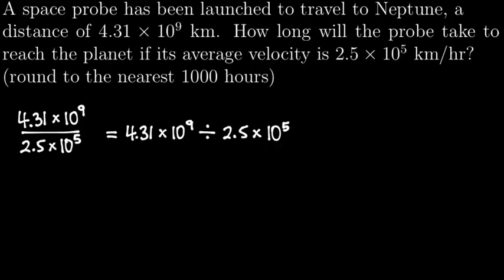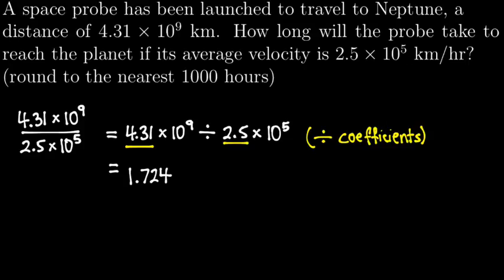Written as a fraction, that's the same thing as a division. And I can't just jig these around and move them around like I did in the last example. So I'm going to have to do something in particular, and that is, first of all, I'm going to divide the numbers, or the coefficients at the front here. So the 4.31 divided by 2.5 gives me that.